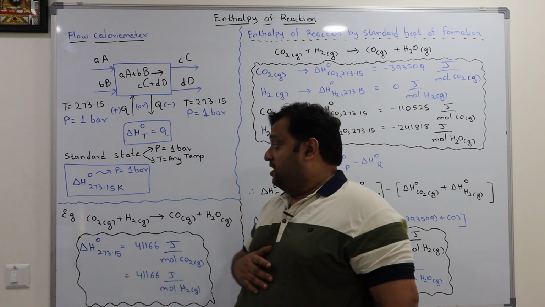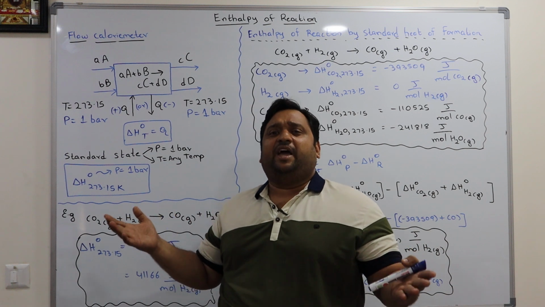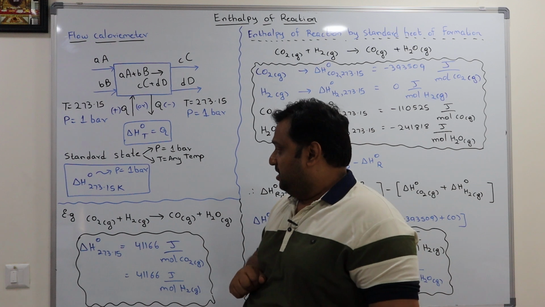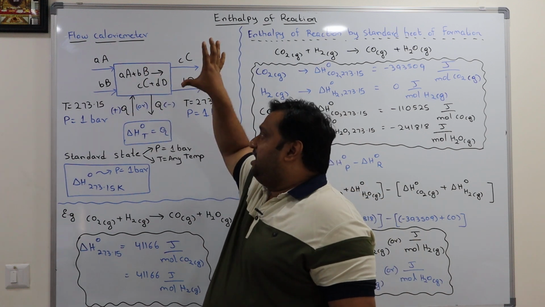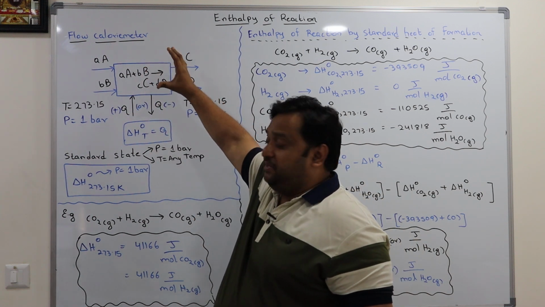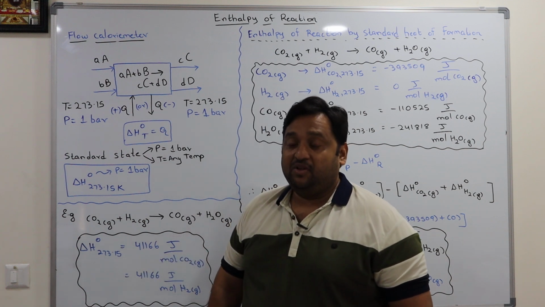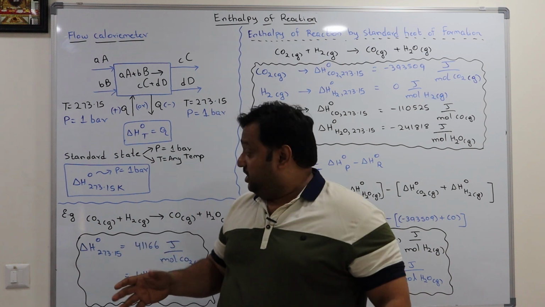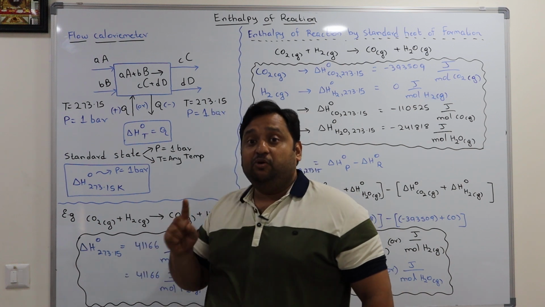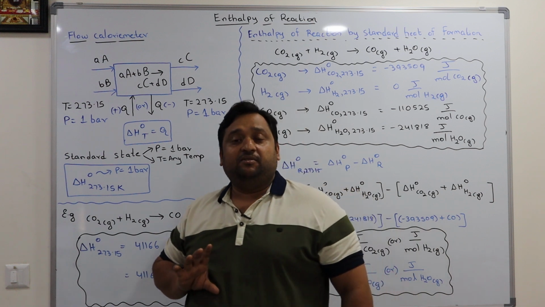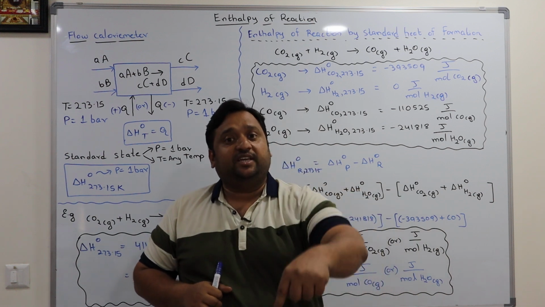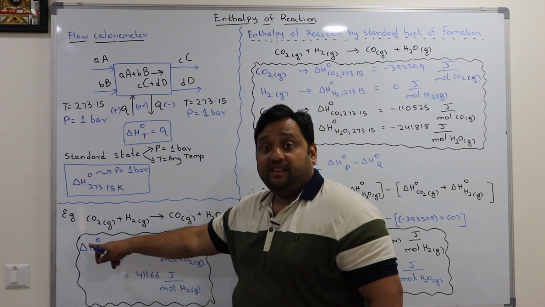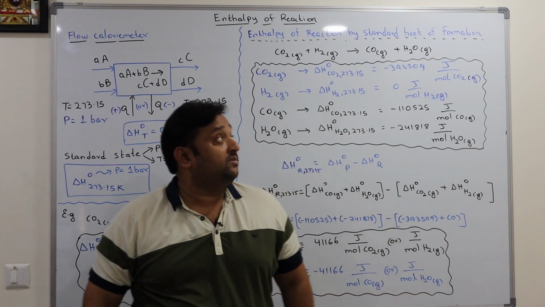There are millions of reactions that exist. People cannot conduct each and every reaction in this flow calorimeter to find the enthalpy. The alternative method people have found is that you can measure the same enthalpy of the reaction using heat of formation data. Let us go to that method. What is this heat of formation data? How are you going to get the enthalpy of this particular reaction from the heat of formation data?